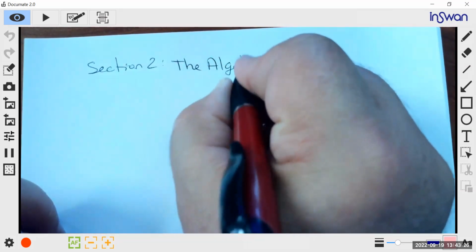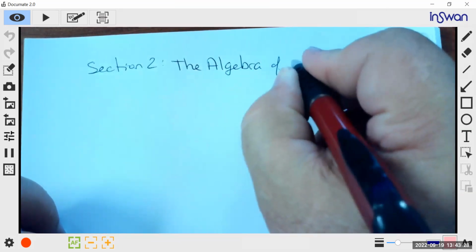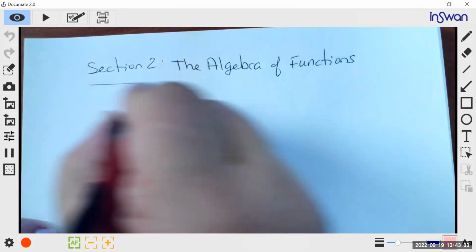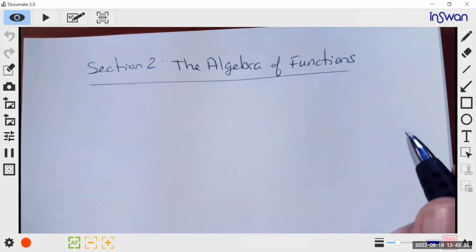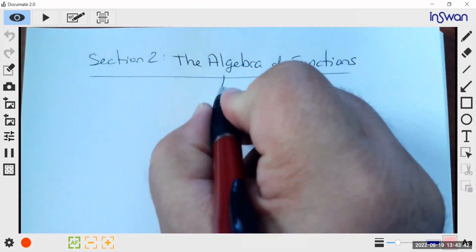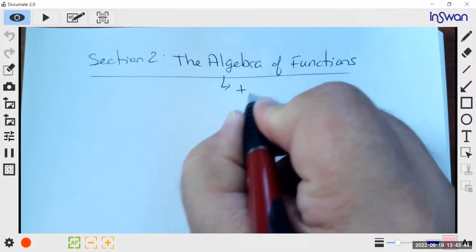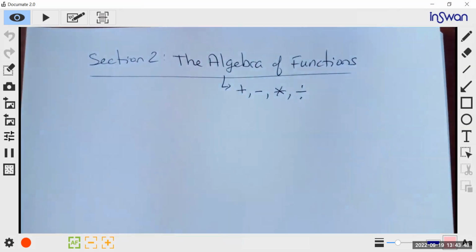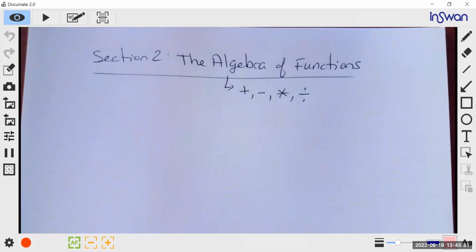The algebra of functions. When we say algebra, all we're talking about is we can do these binary operators on functions. We can add 2 functions together. We can subtract them. We can divide them. We can multiply them.